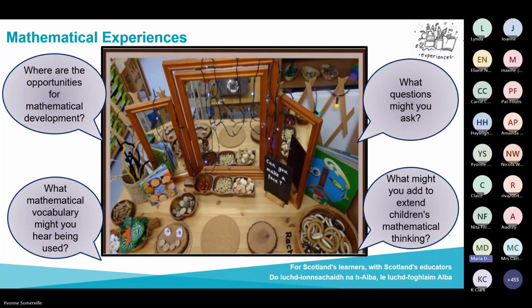So could they make an alien face, for example, with three eyes? So you're giving them a bit more of a steer. Somebody in the chat mentioned symmetry. Yep, could they make a symmetrical pattern using the items provided?